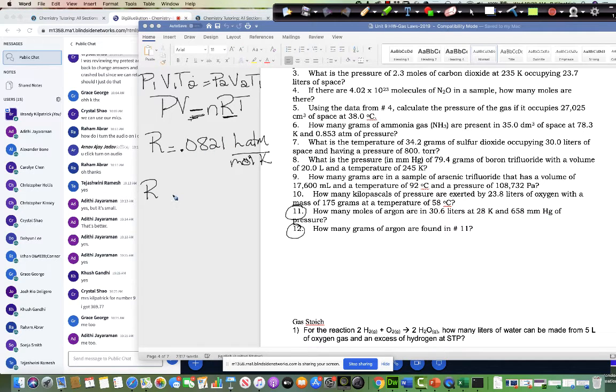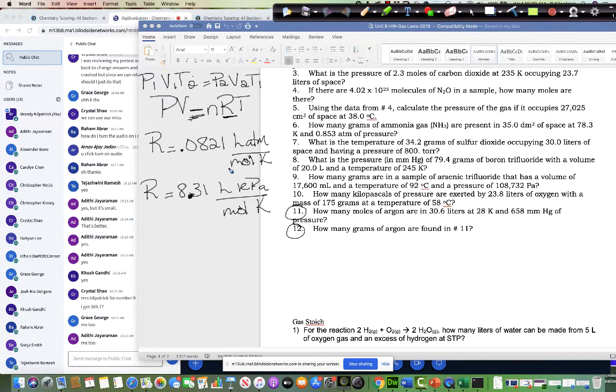It could also be 8.31 liters kilopascals over moles in Kelvin. So if you have kilopascals, you're going to use the 8.3. If you have atmospheres, let's just use the 0.0821.